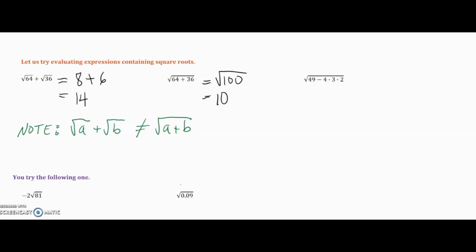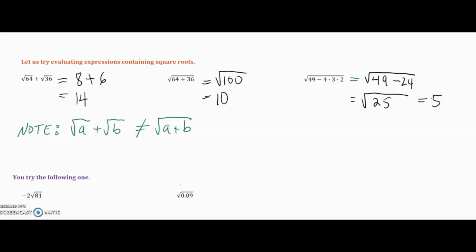Once again, we need to simplify what's underneath the square root before we can proceed. So let's do that. 4 times 3 times 2, that's 24. So I actually have the square root of 49 minus 24. That, I believe, gives me 25, and the square root of 25 is just 5. So that one's done. We have 2 more to go.